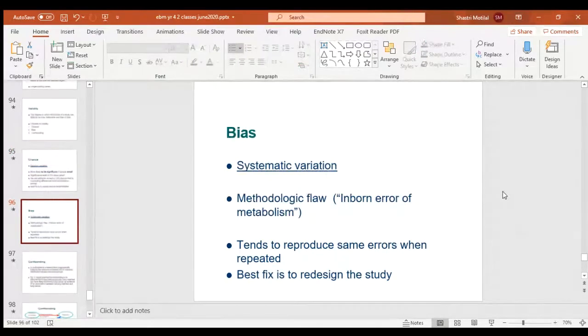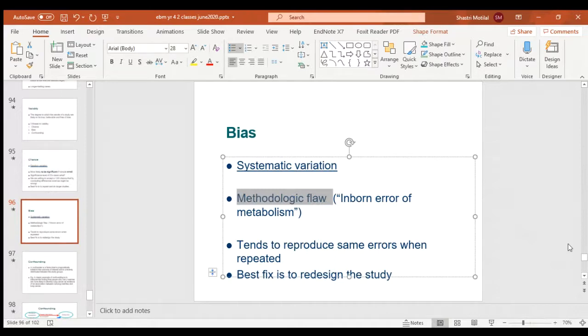There's bias. Bias is a problem with how the study is designed. Bias is a methodologic flaw. We liken it to an inborn error of metabolism because it's like having an abnormal gene. If you have an abnormal gene, you're going to get the disease. In the same way, if you have an abnormal methodology or a study is designed poorly, it's always going to give you flawed results, right? So the only fix for bias is really to redesign the study.